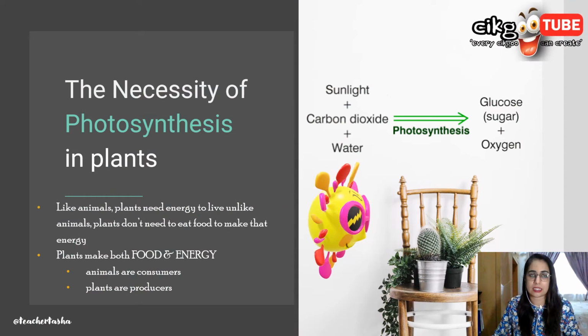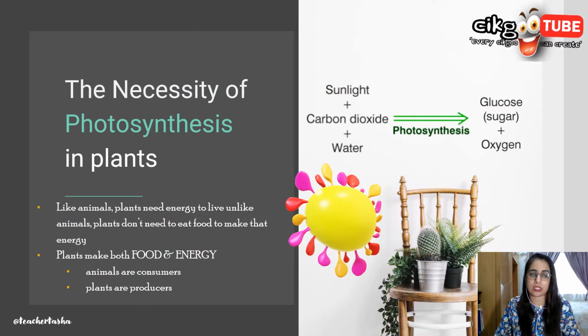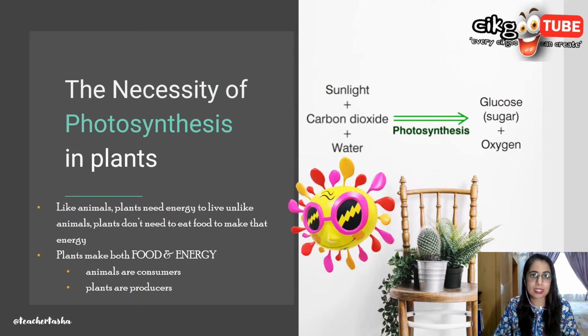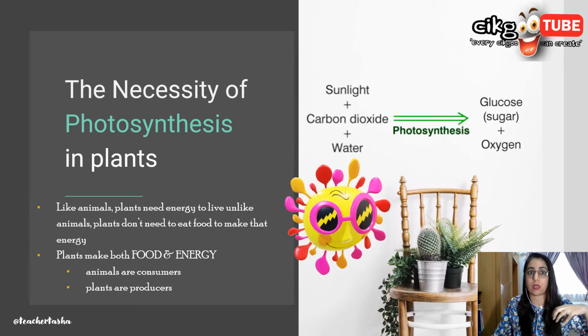The necessity of photosynthesis in plants. Plants are autotrophic organisms that produce their own food through photosynthesis. The product of photosynthesis, which is glucose, is used by other organisms to generate energy through oxidation of food. This energy is needed to carry out living processes such as growth and also reproduction.